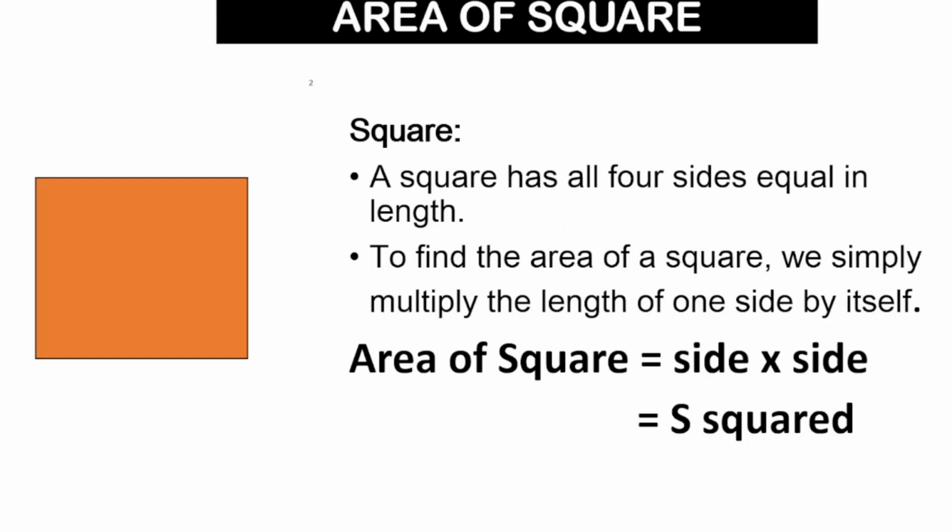So the first one here is a square. From what you can see here, we've described a square as having all sides equal and equal angles. The square has all 4 sides equal in length. To find the area of a square, we simply multiply the length of one side by itself. So the area of this square, this is the length, this is the length, this is the length. The area covered by this square is side times side, or s squared. Sometimes we make use of L, that is L squared.